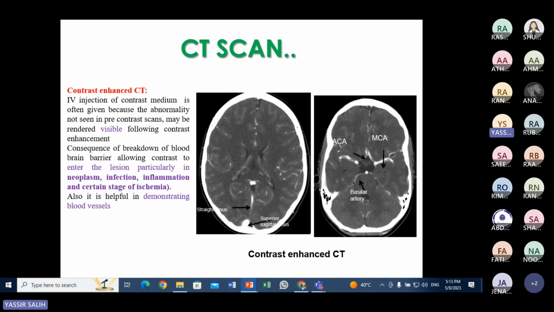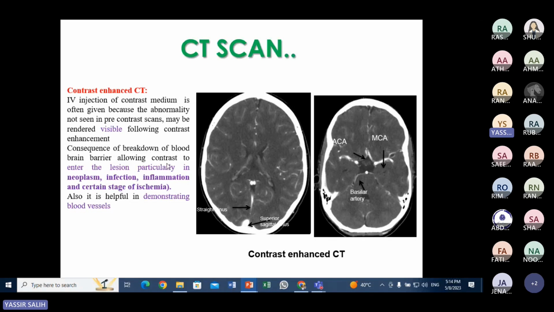Sometimes we have a lesion and we are going to assess the pattern of contrast enhancement. We ask which pattern of contrast this lesion is taking: does it take the contrast homogeneously, or with a ring pattern, or peripheral pattern, or heterogeneous pattern, or serpiginous pattern. This helps us in assessment and differentiation between the many types of lesion.